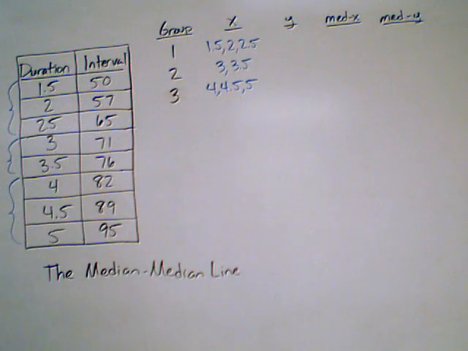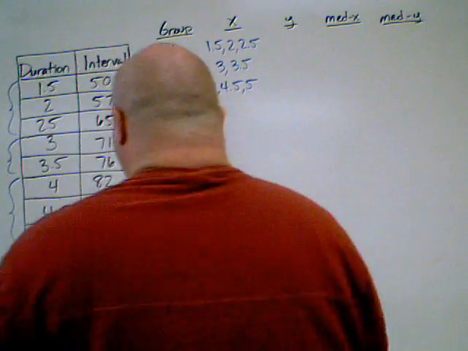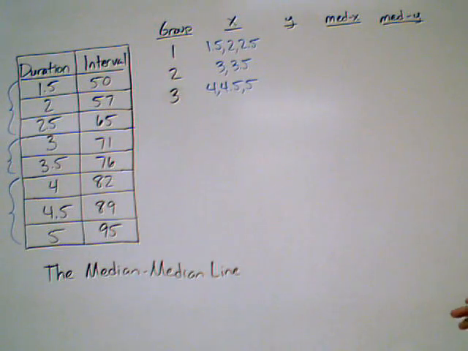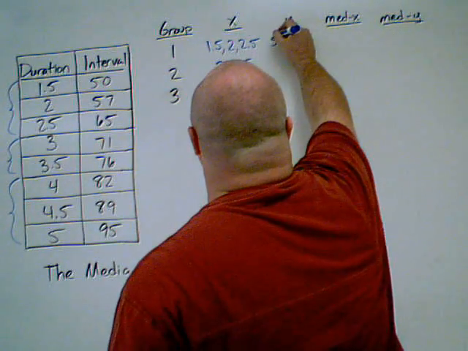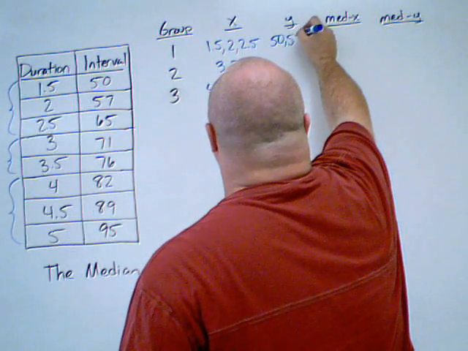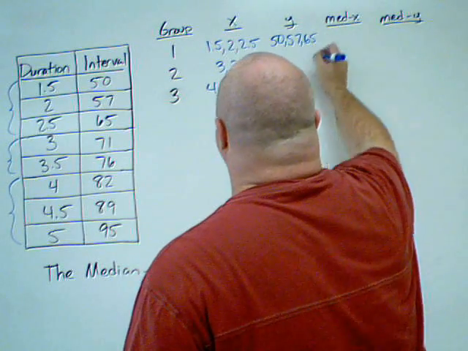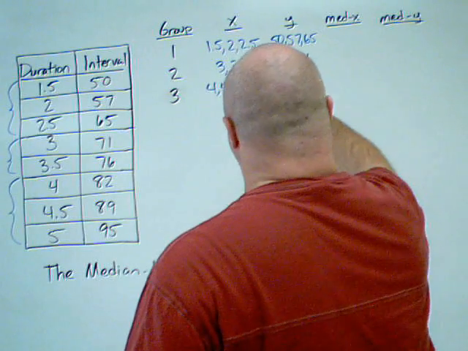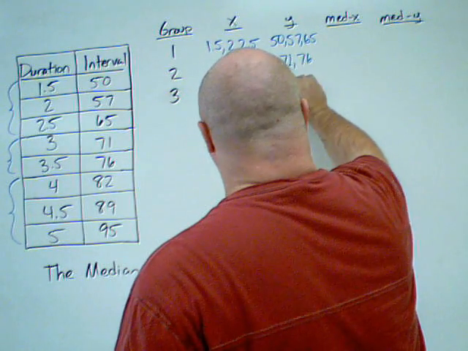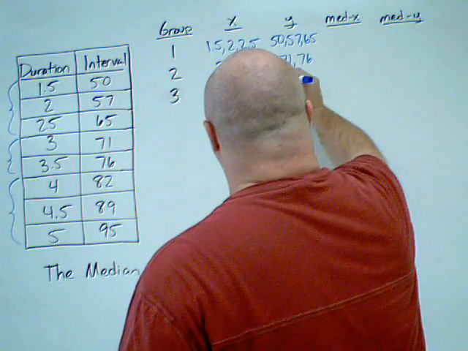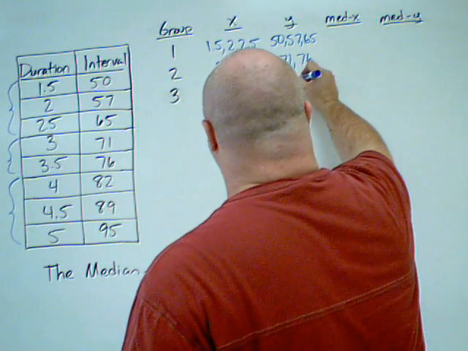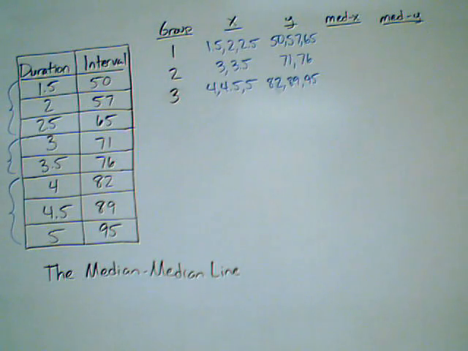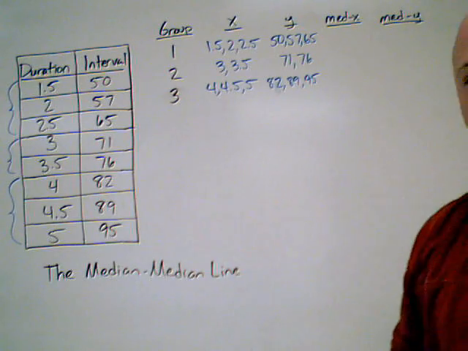My y values also have to go in order. Lucky for me, they already are. They correspond with my x's, so they're not jumping around much. So y, I have 50, 57, and 65. Then I have 71 and 76. And then for my third group, I have 82, 89, and 95.